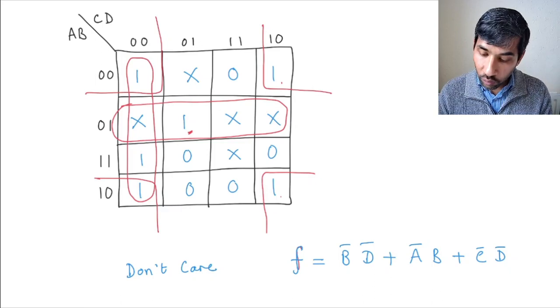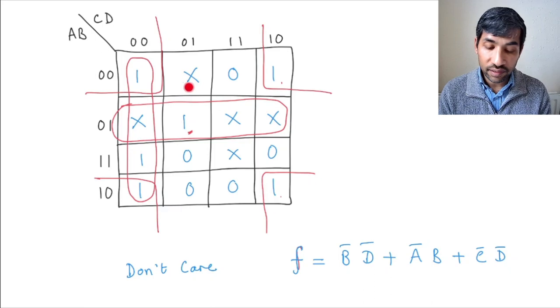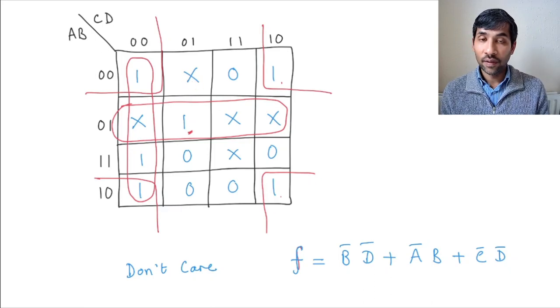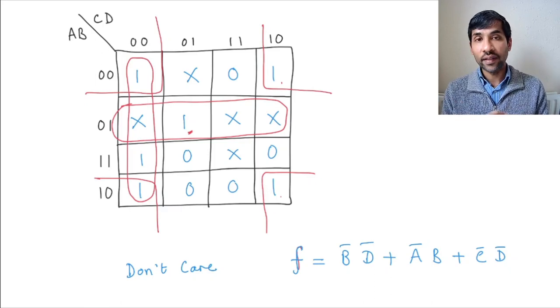And you can notice that we have left these X's alone because we just assumed that these X's are zero. So basically, what I'm saying is that if there are don't care conditions, then you can intelligently select those don't cares to be ones or zeros so that you get a minimized expression.